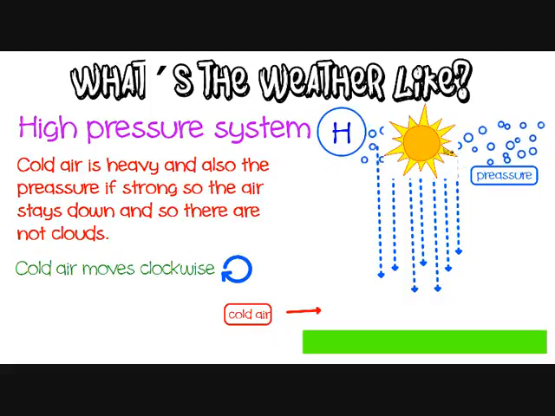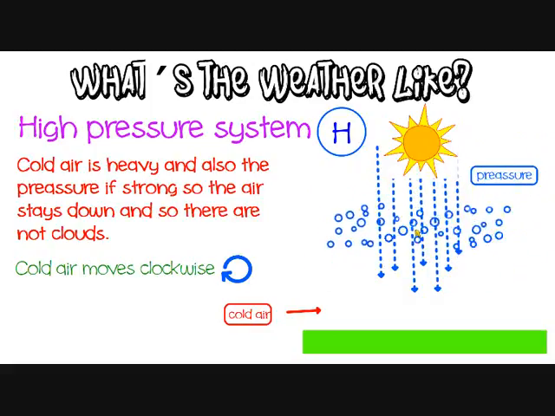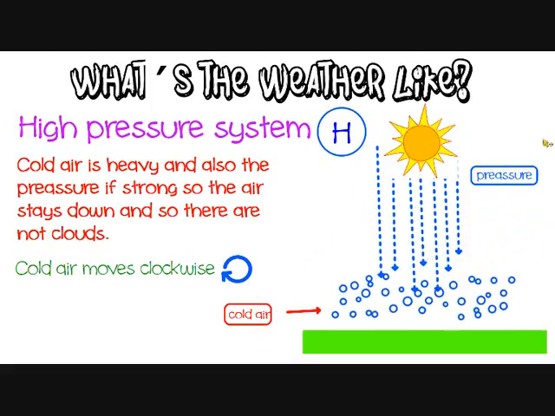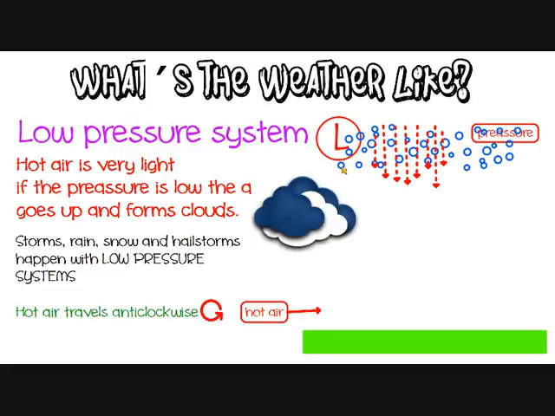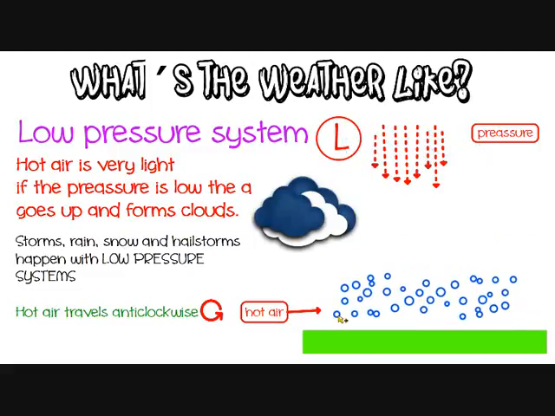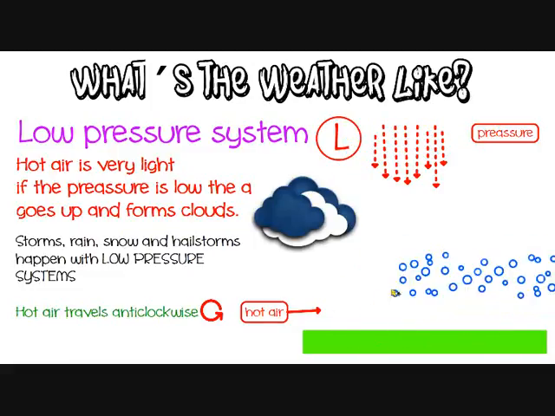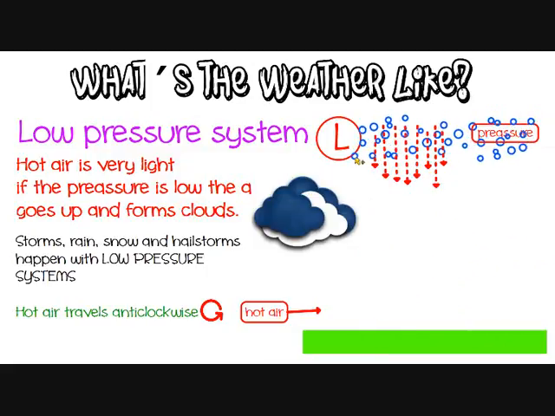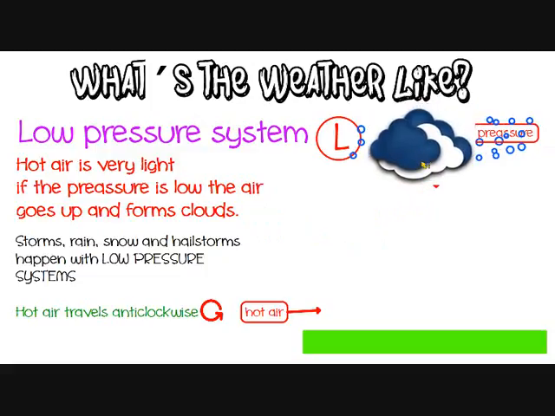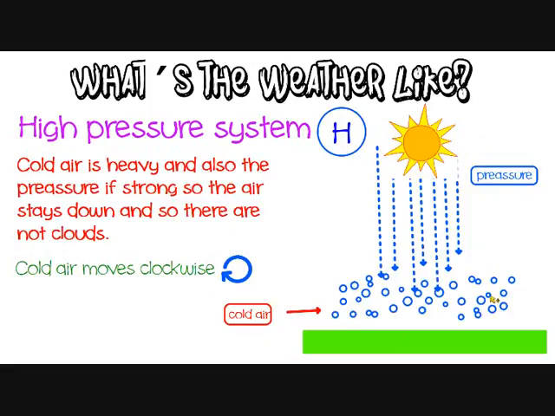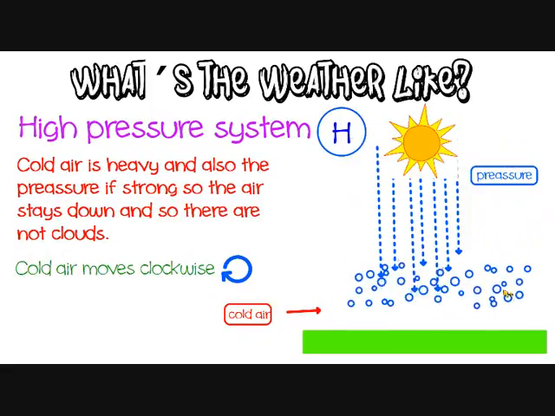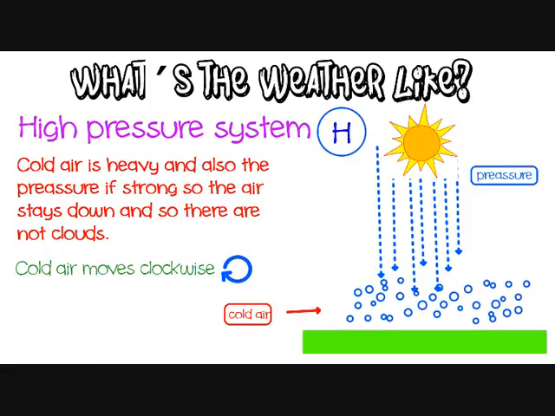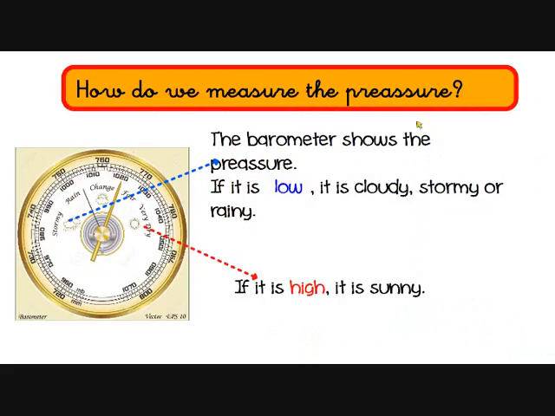moves clockwise. So when it gets down, it moves this way. Yeah? Clockwise. And remember, the hot air moves anti-clockwise this way when it goes up, because it's very light, it's not heavy. The hot air goes up and the cold air goes down. Easy? I think so. Okay.